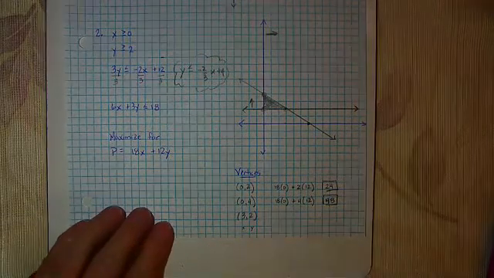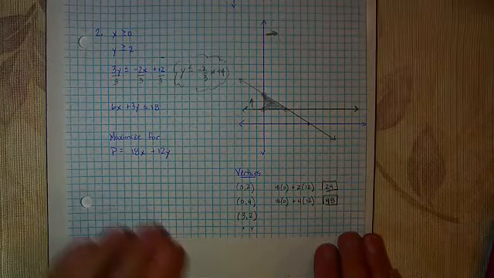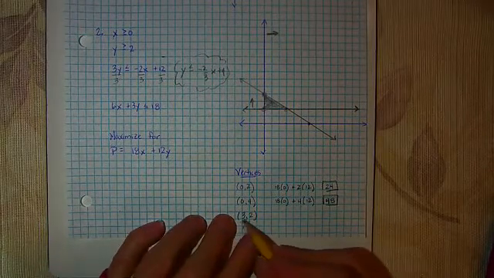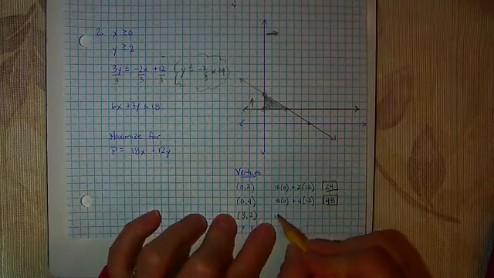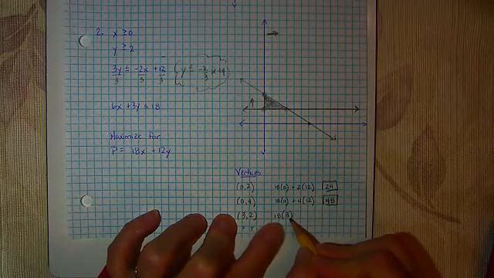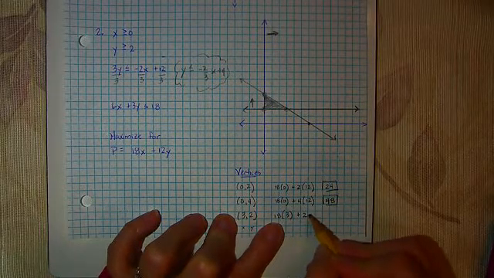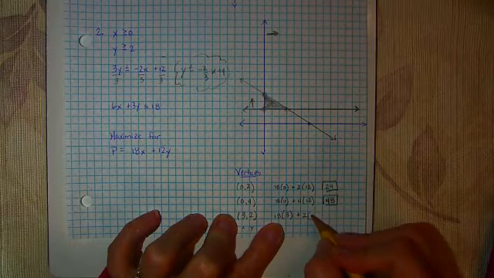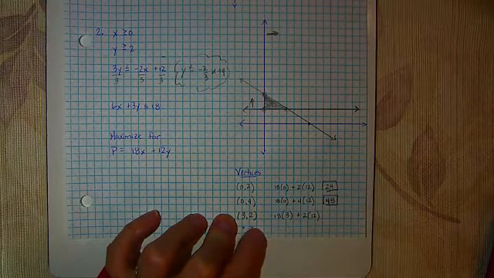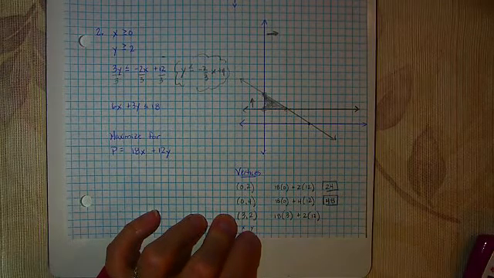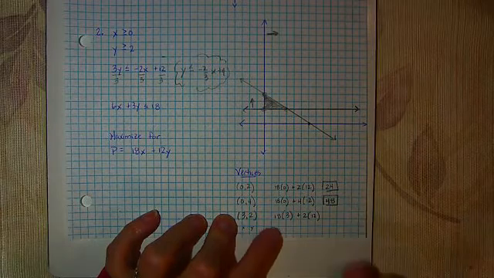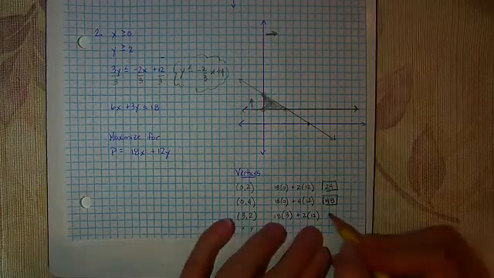And then my last ordered pair, we have (3, 2). We're going to take 18 times 3 plus 2 times 12. So 18 times 3 plus 2 times 12, and that would be 78.